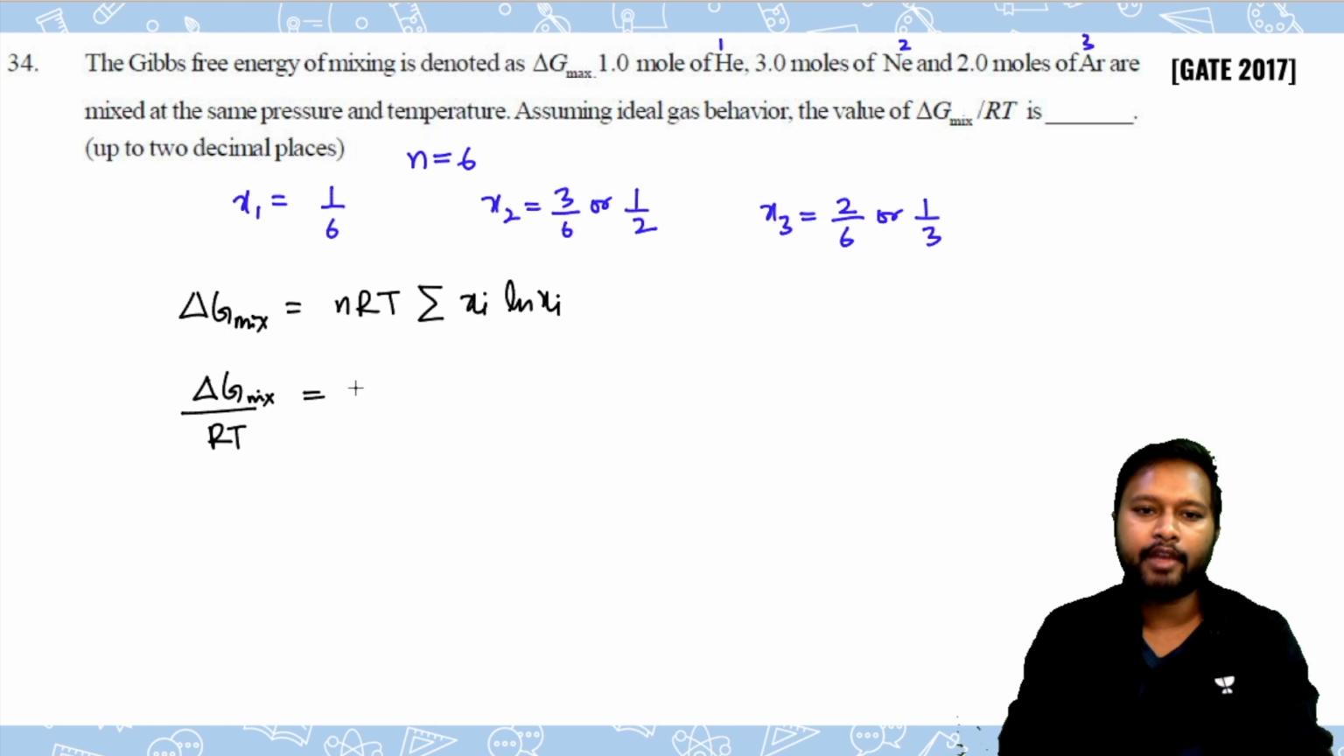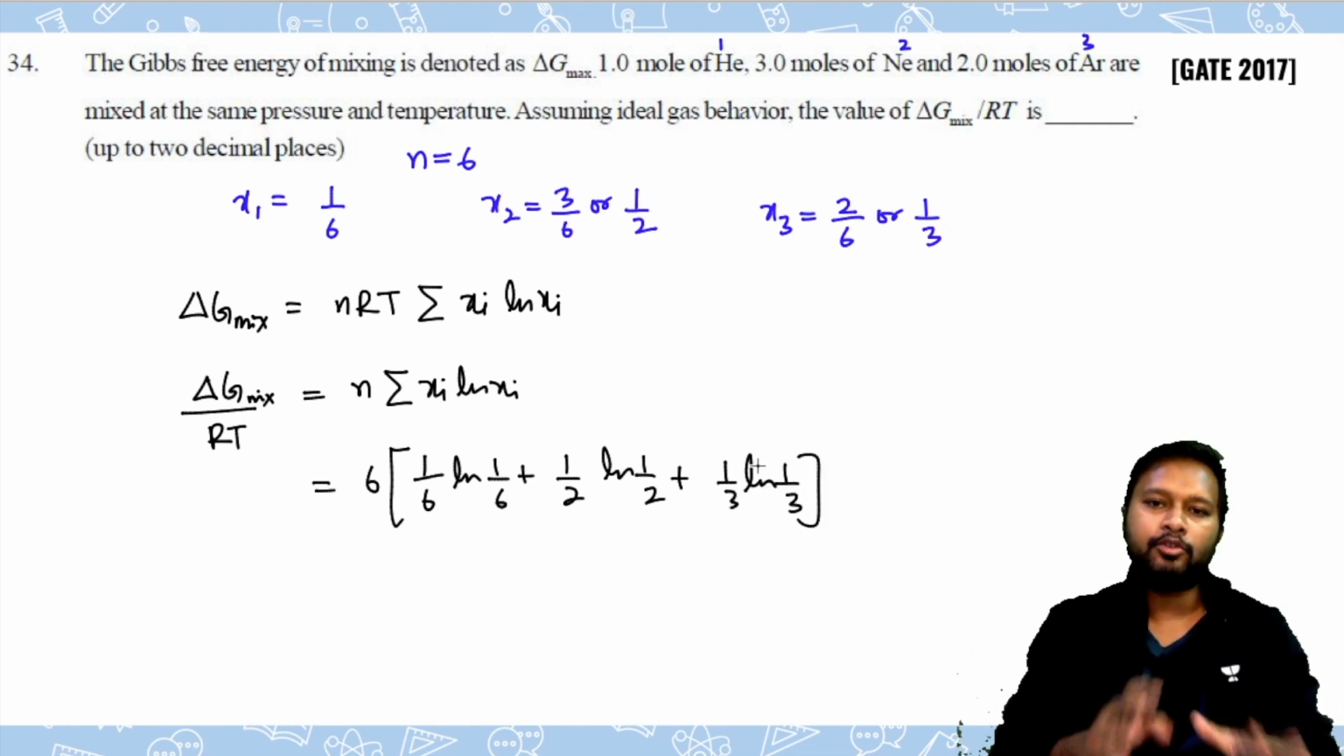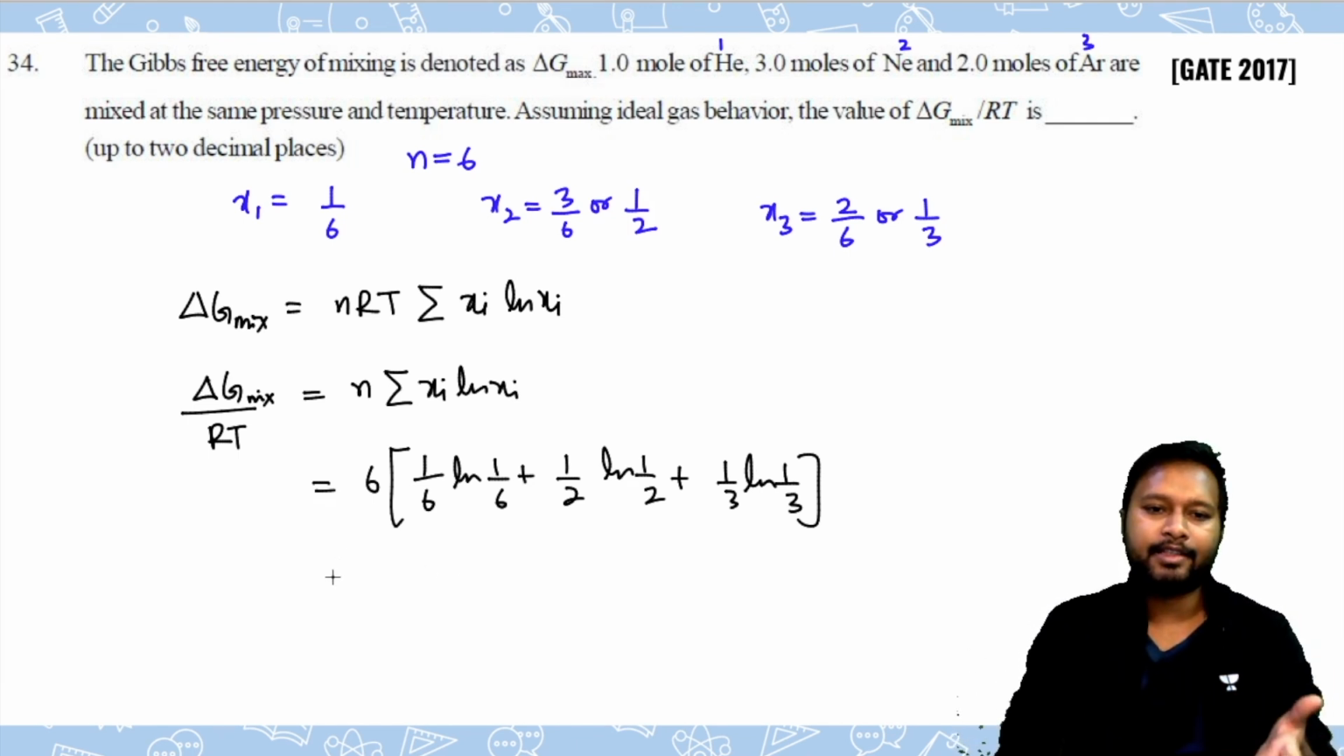So on the other side we will have n and sigma xi ln xi. Just put the values now. This is what you have to calculate. So n is 6 in the bracket, x1 1 upon 6 ln 1 upon 6 plus 1 upon 2 ln 1 upon 2 plus 1 upon 3 ln 1 upon 3. Use your calculator to do the rest of the calculation part. I'll just leave it for you.